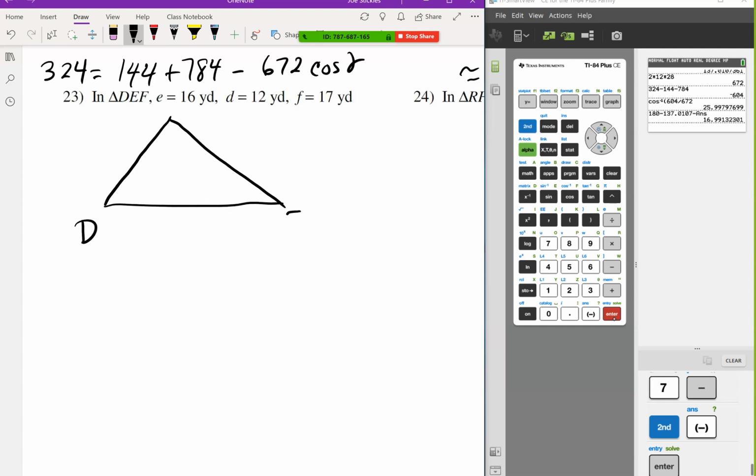All right, so let's do DEF, and then our D is 12, our E is 16, and our F is 17. And again, just for alphabetical order's sake, I'll call alpha the one by D and go around in alphabetical order from there.